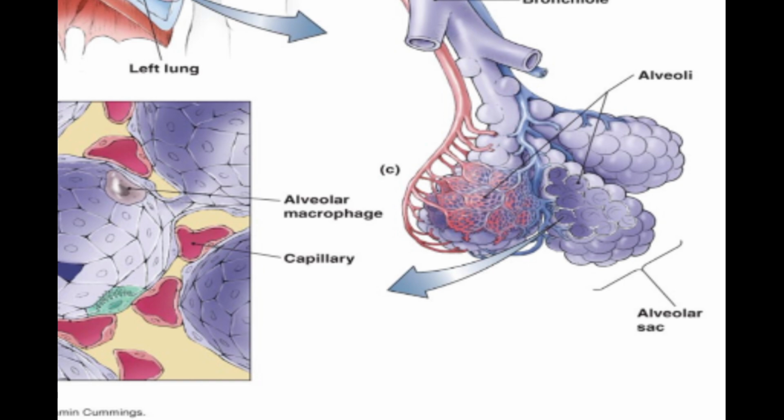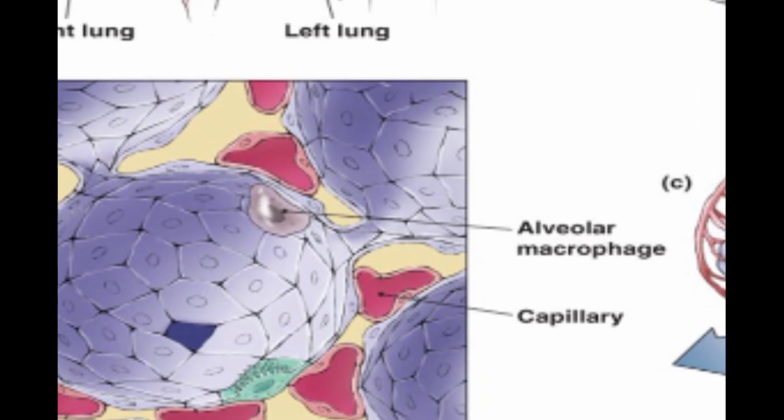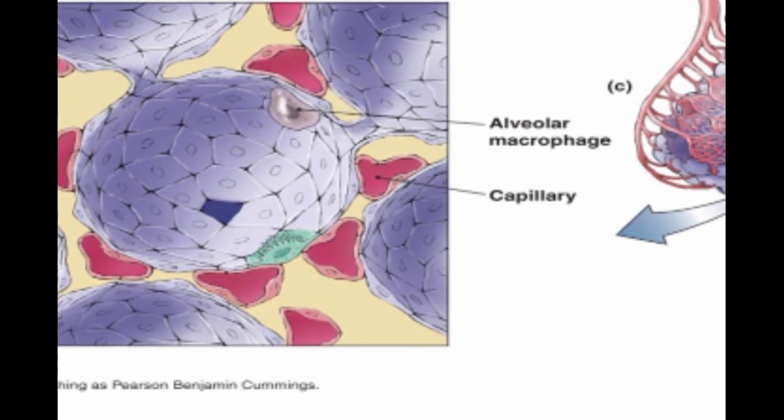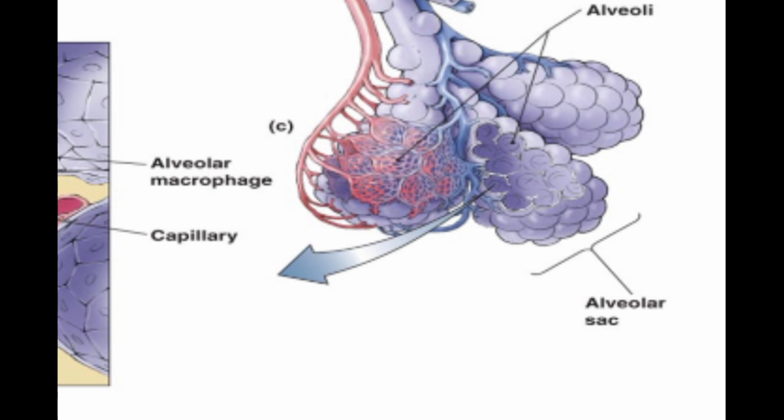Then we have the alveolar macrophages. If you can see from this diagram, these macrophages are white blood cells found in the lungs that help in the immune response. The other thing to understand is that the alveoli, like I said, is where oxygen or gaseous exchange takes place.